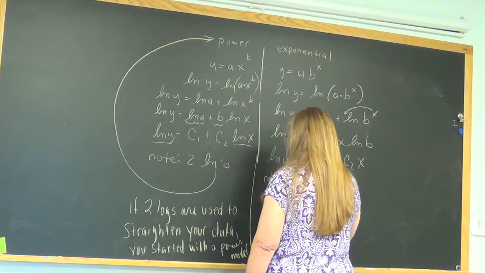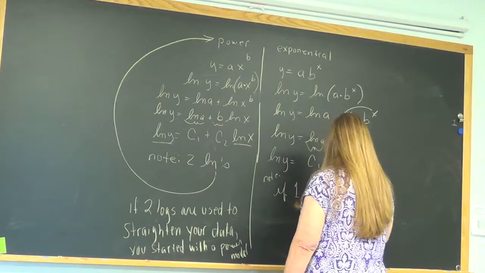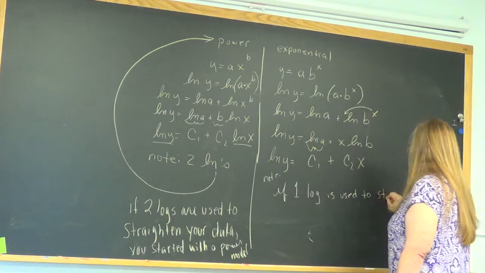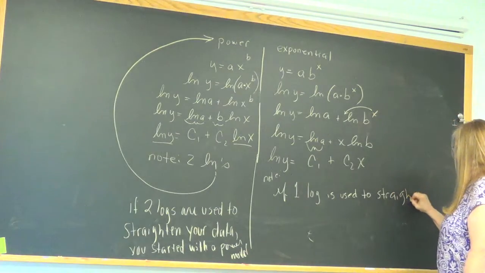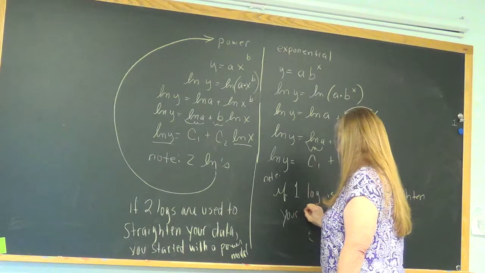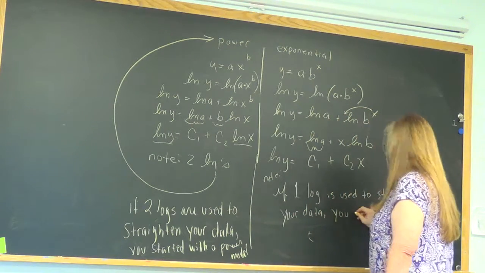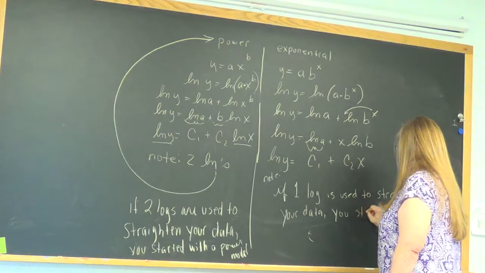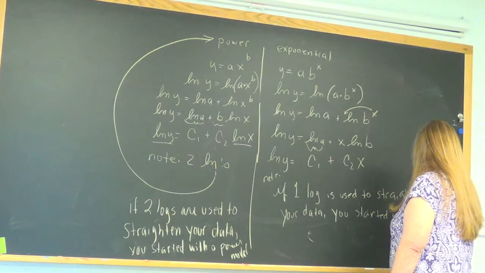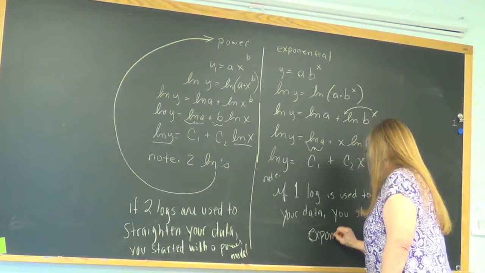All right, so if one log is used to straighten your data, you started with an exponential model. It's going to be a question like, which model did you start with?